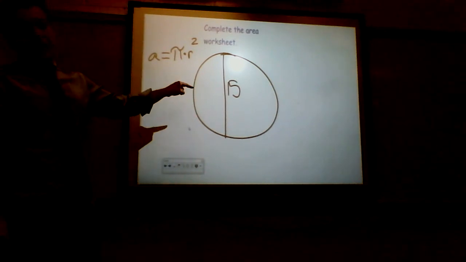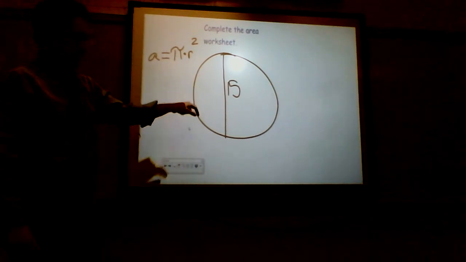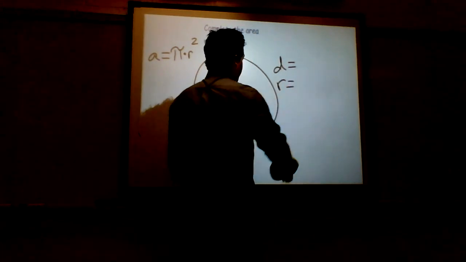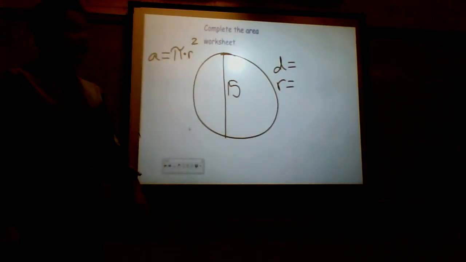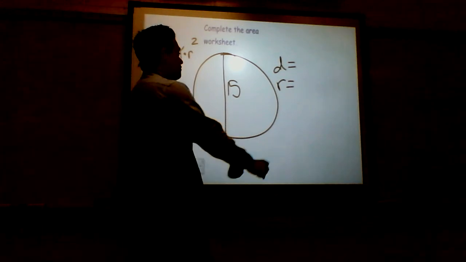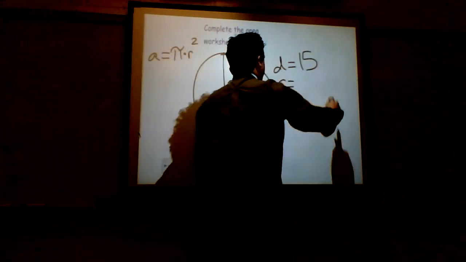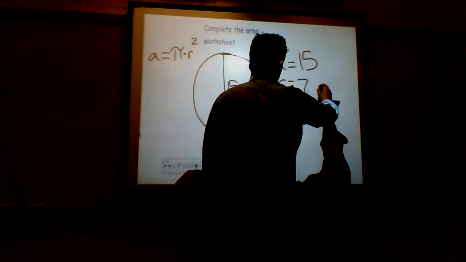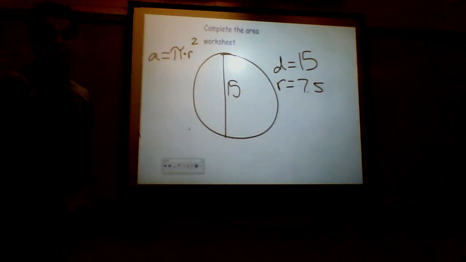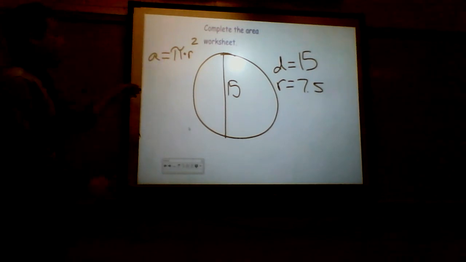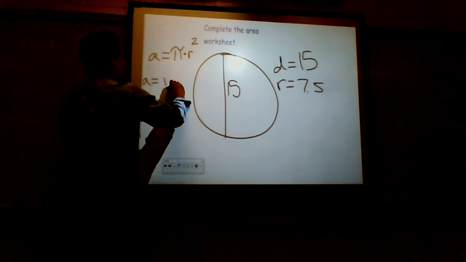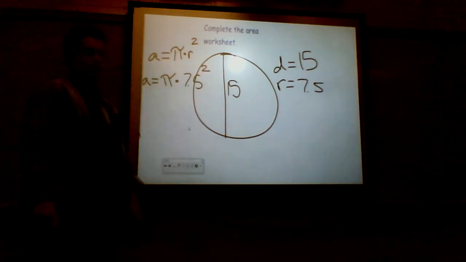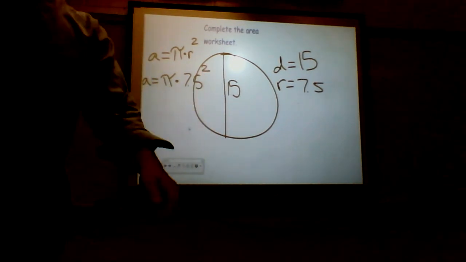And every single circle you are given, make sure you determine the diameter and the radius. In this case, the diameter is 15. The radius is half of that. 15 divided by 2 is 7.5. To determine the area, you plug into the formula. It's simple. The area will be pi times the radius to the second power. Please pause this video and complete the worksheet.